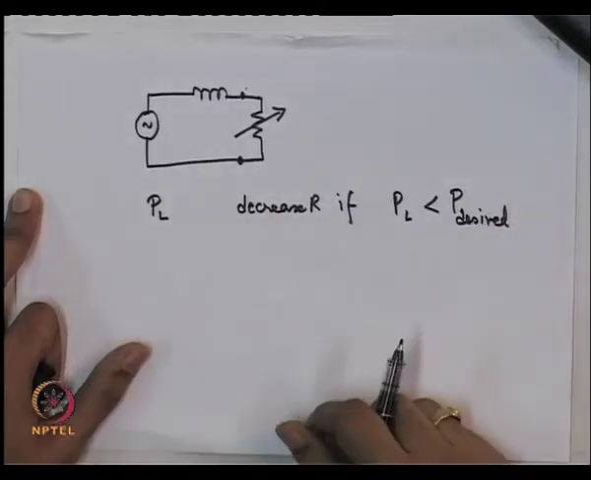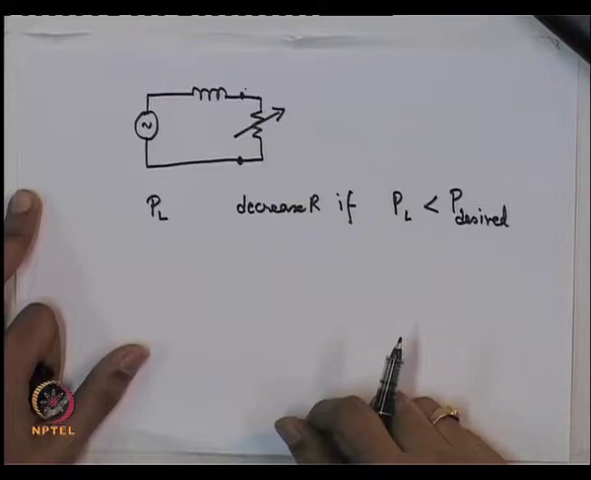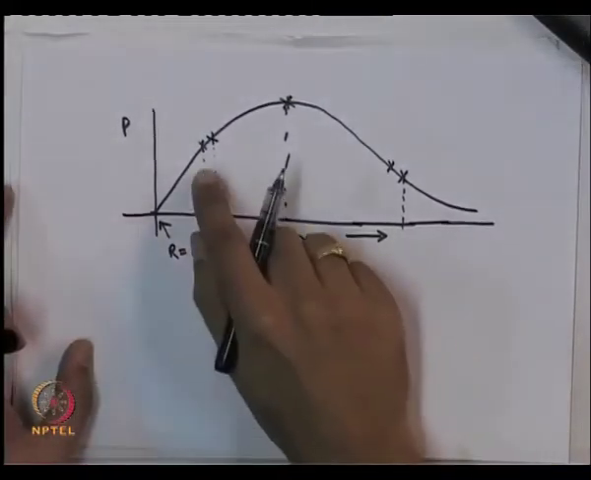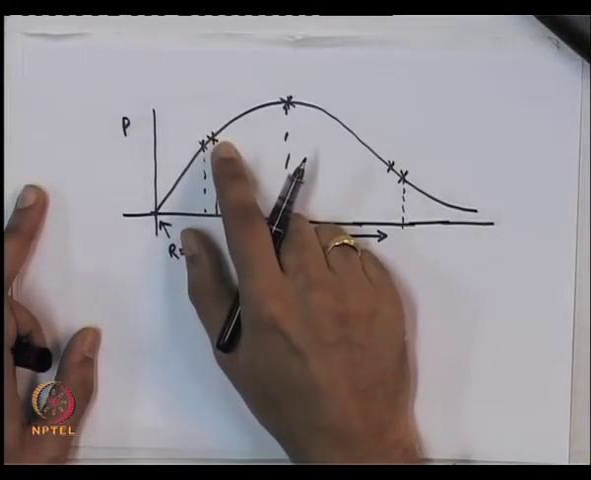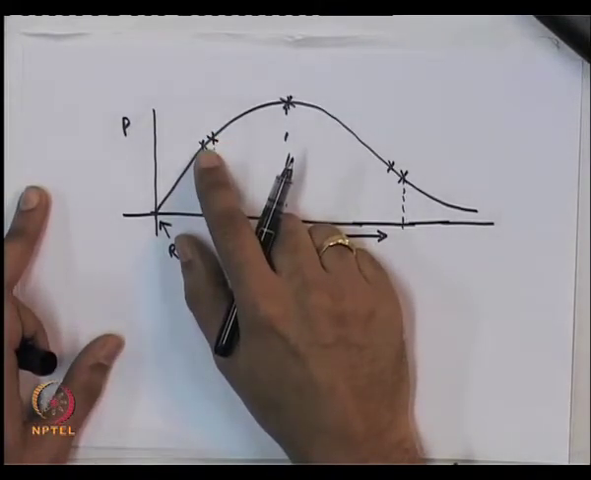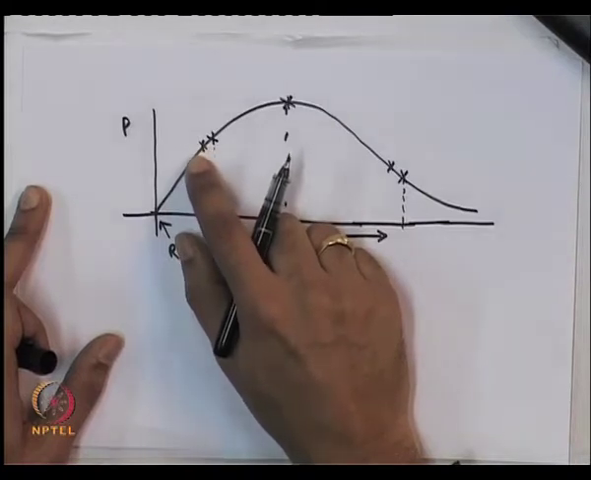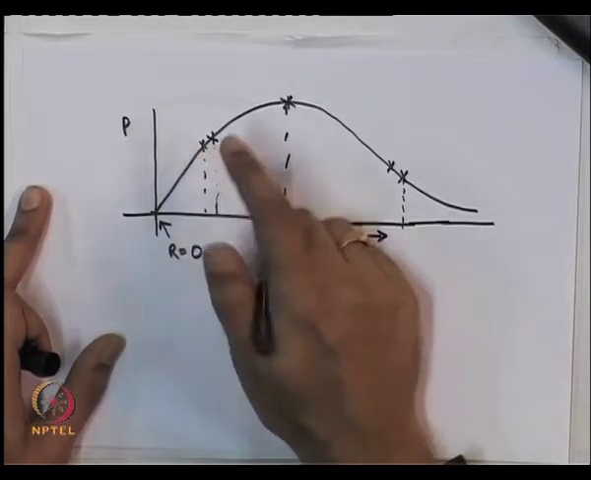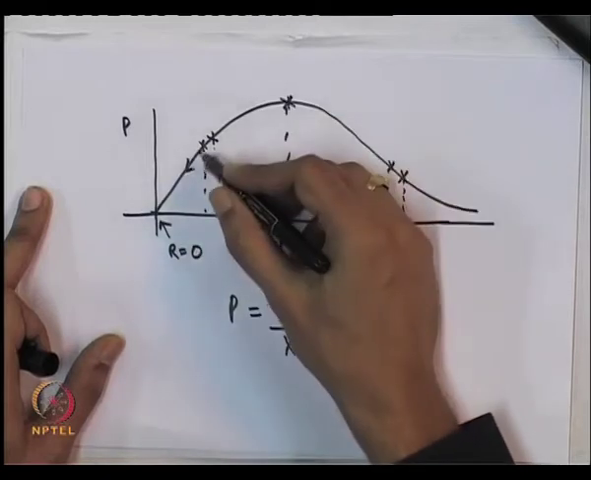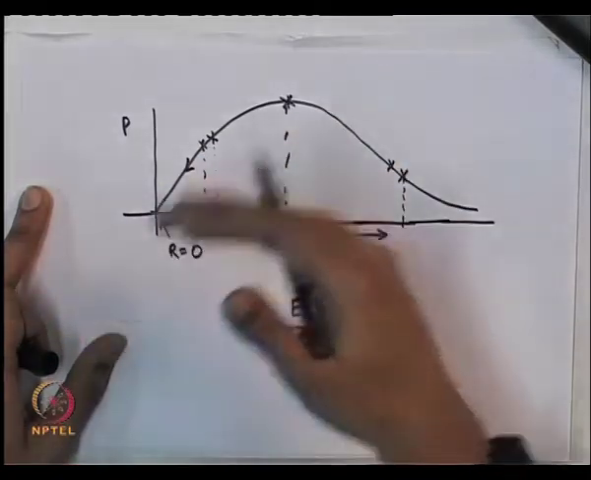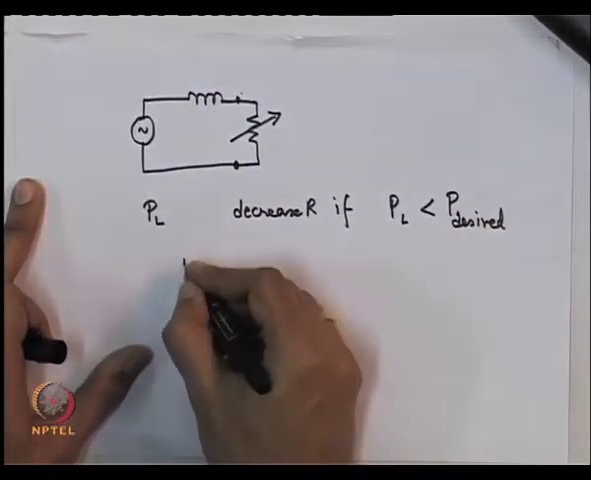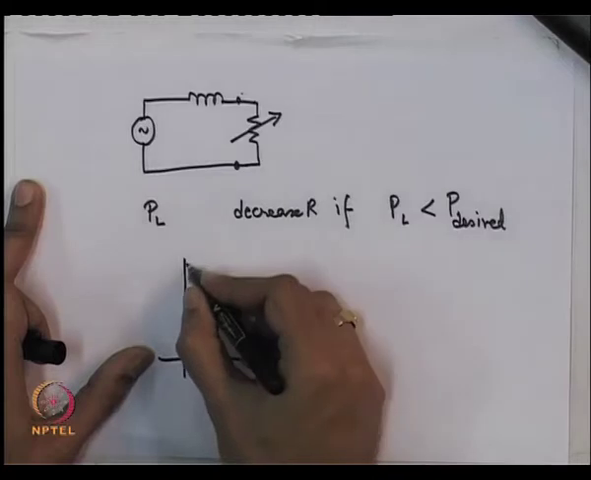So, if I use this rule, I may land up into problems if I am at this point in the curve. If I reduce R, in fact, my power will reduce. If my power reduces, I again apply the rule, I again reduce the resistance. My power further reduces, and you will find that the voltage and the power will be driven down and the resistance value will go on decreasing. And it is not difficult to show this.